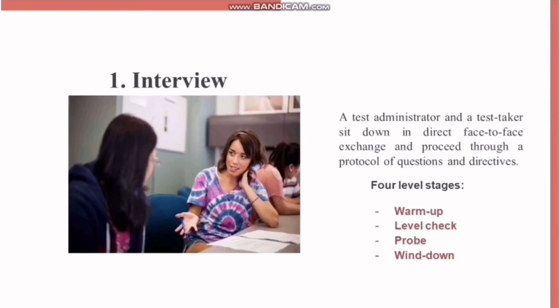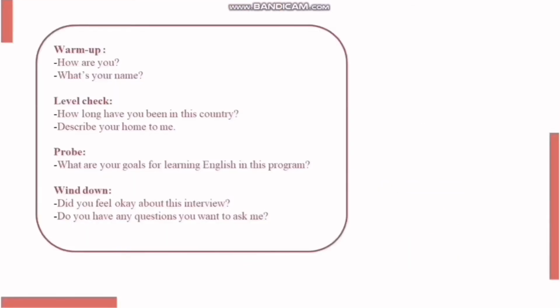The first is interview. Interview is when a task administrator and a test taker sit down in direct face-to-face exchange and proceed through a protocol of questions and directives. There are 4 level stages. The first is warm-up, the second is level check, the third is probe, and the fourth is wind-down. So these are the examples of 4 level stages.